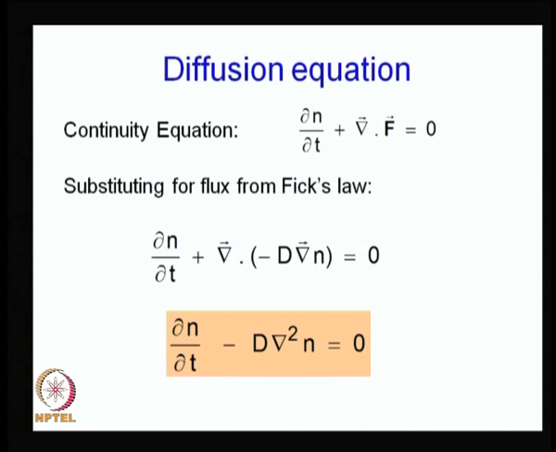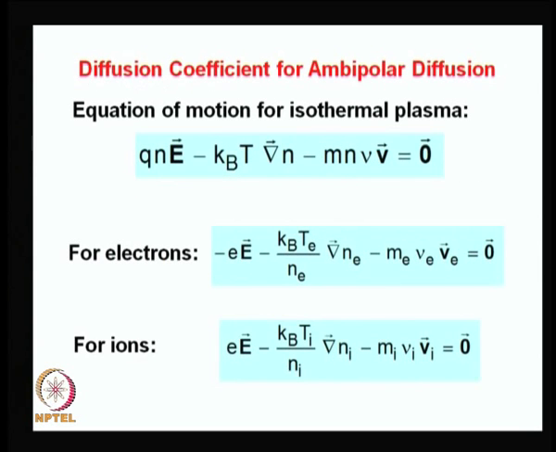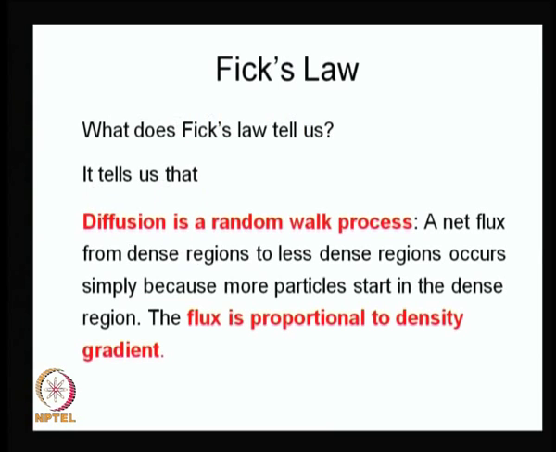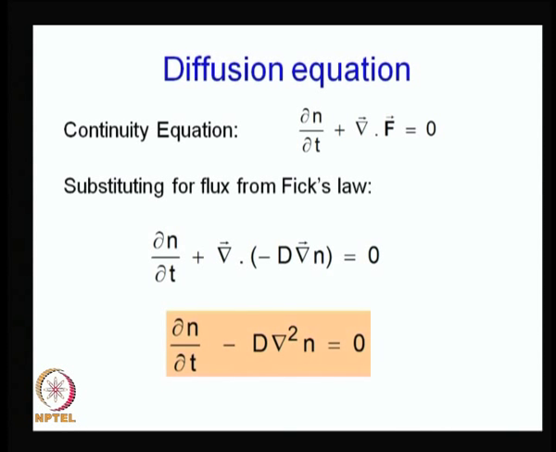Now, a little while ago I showed you that for a weakly ionized plasma, in the special case when E is equal to 0, the electric field is 0, which happens to be the case for ambipolar diffusion also, the flux is simply negative of the diffusion coefficient multiplied by the density gradient. This is Fick's law. And so, if we substitute this expression of the flux from Fick's law, what do we get? We get del n upon del t minus D del square n is equal to 0. Again, this is a 3-dimensional equation and it can be solved for special cases.